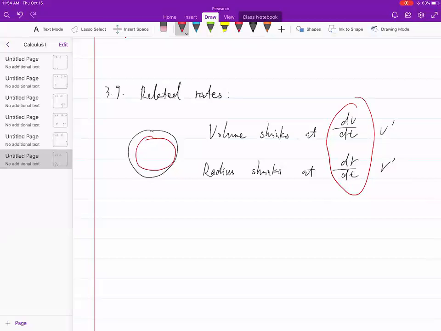Sounds good? Related rates is really useful everywhere, but we will talk about it starting from tomorrow. Okay, that's all for today.